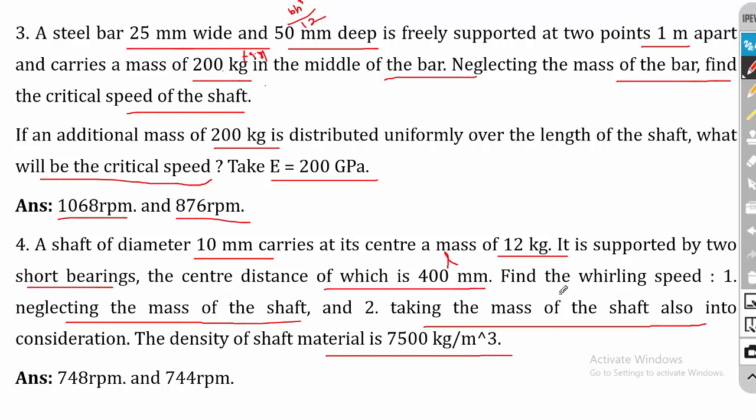So here also two cases. The first one is only by considering the central point load, so convert it into Newton, and case 2 is by considering the weight of the shaft. So it is del 1 and del S, a point load and a uniformly distributed load. So calculate the critical speed for both the cases. For case 1 it is 748 rpm, and for case 2 it is 744 rpm. Okay, so you just practice the two tutorial problems so that you will get a clear understanding about the calculation of critical speed.